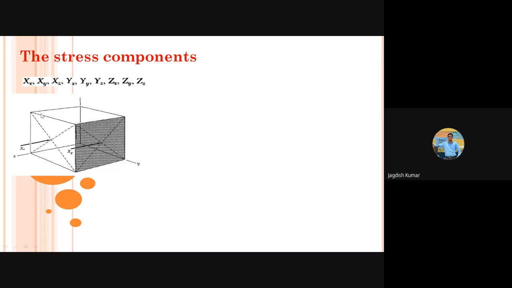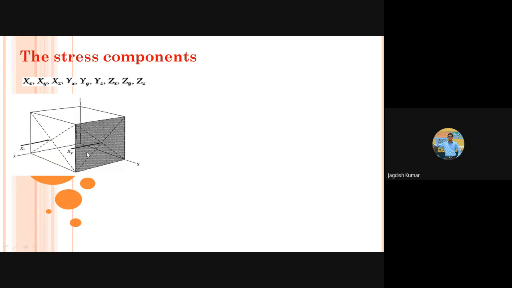So now suppose this is the reference volume of our crystal or our material in general. So what is XX representing? XX is representing force acting along X direction on a face perpendicular to X-axis. So this is your XX. What is XY? Force acting along Y direction. Sorry, force acting along X direction on a face.